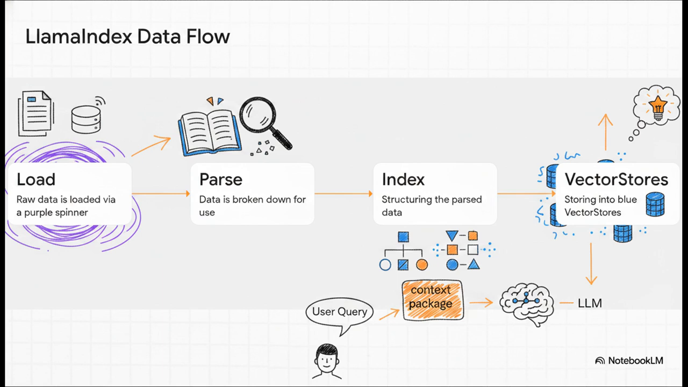So the really crucial point here is how this framework takes raw, totally unstructured data and completely transforms it into a highly searchable format. When a user makes a query at the bottom, LlamaIndex grabs the prompt, combines it with perfectly retrieved data from the vector store, and feeds that massive context package directly to the LLM to get a brilliant, highly informed response. It's just a super clean, incredibly powerful data pipeline.